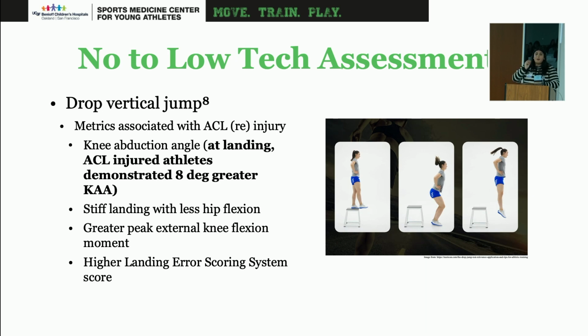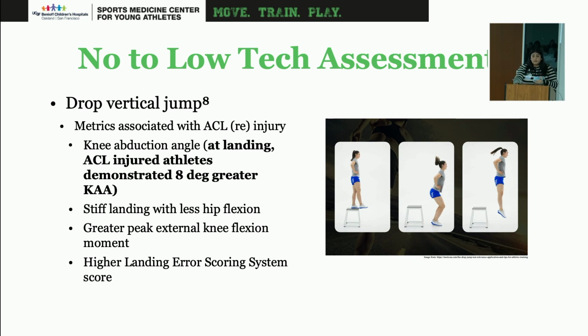Alrighty, so let's talk about the drop vertical jump. This is an assessment that I do think there's a lot of research on. There are a lot of different studies specifically for this assessment, with mixed conclusions in terms of whether this jump test is associated with ACL injury or not. This specific study I'm going to be discussing is picking up on certain metrics associated with ACL injury, but again, keep an open mind about the research out there in terms of the associations.